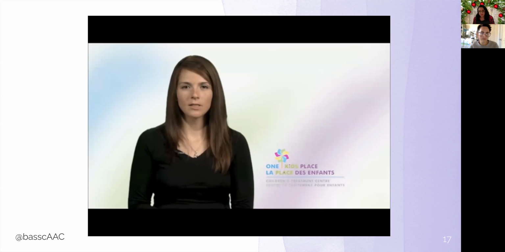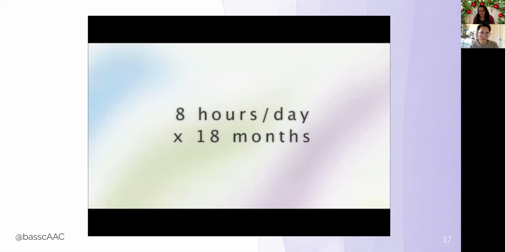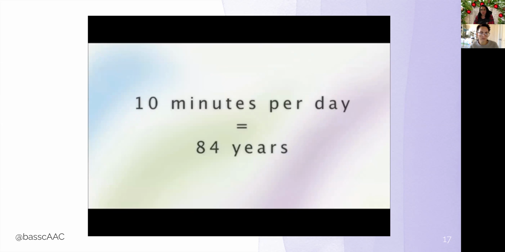To maximize the child's learning, we should aim to use pictures to communicate with the child at least 20 times per hour. This might sound like too much on top of everything else you have to do, but think about how verbal kids learn to talk. By the time they are 18 months old, they have been exposed to approximately 4,400 hours of language. That is 8 hours a day of hearing spoken language for 18 months. So if a nonverbal child is exposed to picture-based communication for only 10 minutes per day, then it would take them 84 years to reach the same level of language exposure as the 18-month-old verbal child.